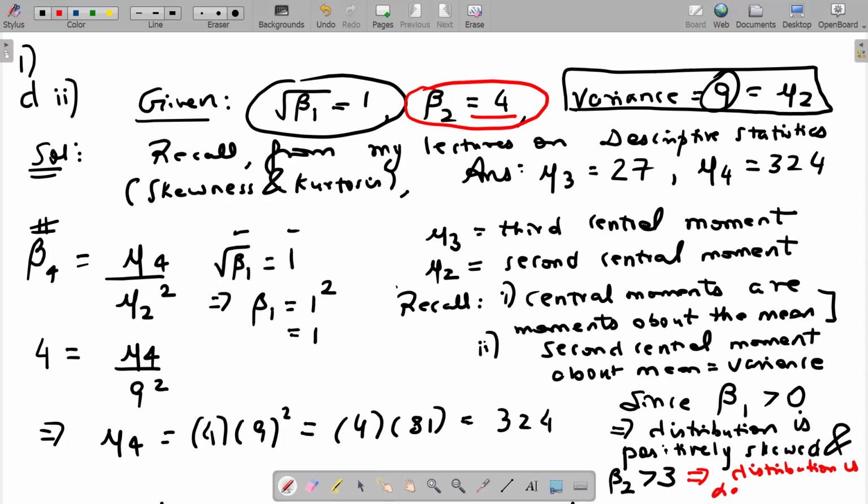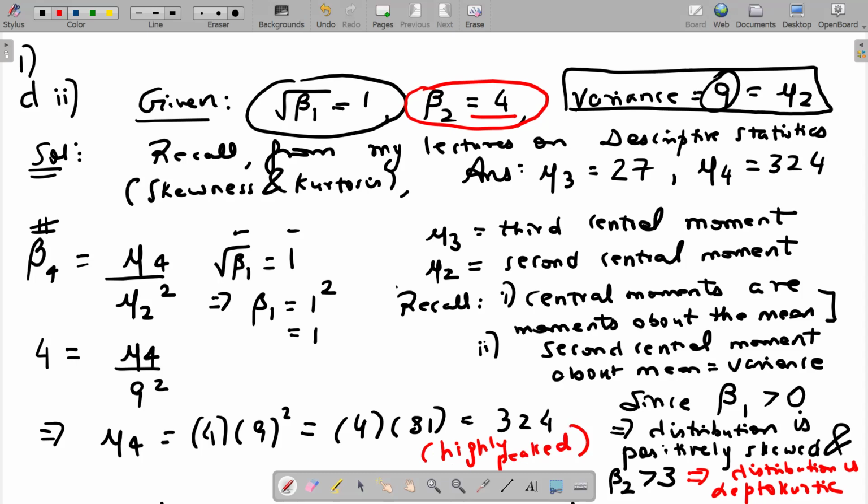I have clearly mentioned this in my lectures on skewness and kurtosis. If the value of beta 2 is more than 3, leptokurtic, which means highly peaked. If the value of beta 2 is exactly equal to 3, mesokurtic, moderately peaked. If the value of beta 2 is less than 3, it is platykurtic, low peaked. In this case, because beta 2 is strictly more than 3, the distribution is leptokurtic, which means it is highly peaked.